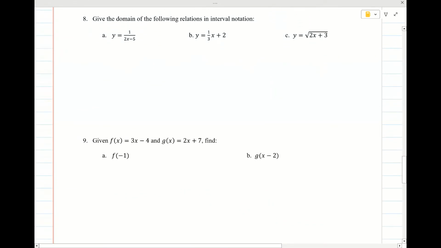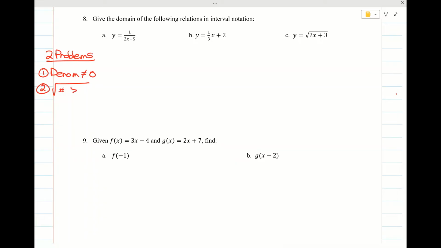When we're talking about domain, we said that there's 2 issues that we're looking for. So the 2 problems that we can encounter with domain, one of them is that the denominator can't be 0. And the other thing is that if we have a radical, the inside number, the radicand, has to be greater than or equal to 0. So let's go problem by problem and see what the issues are.